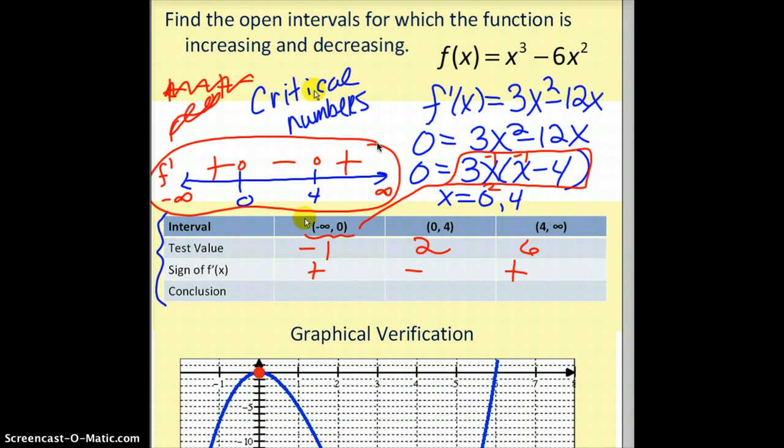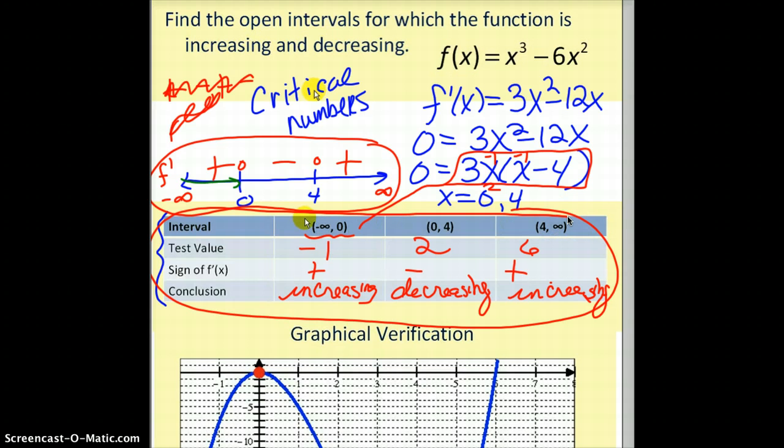I know that my conclusion is that I'm increasing from negative infinity to 0, which is right here. Okay, and then the function must have been decreasing between 0 and 4, because the slopes of the tangent lines were negative, meaning it's going downhill, and then it was increasing again from 4 to infinity. But I think the information on this whole chart is better laid out with a sign line.